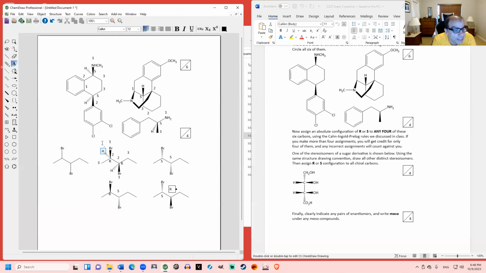And then it says, indicate clearly any pairs of enantiomers. These 2 are enantiomers. And these 2 are enantiomers. Any other pairing would be diastereomers. And there is no meso compound. So that's, I think, how to approach a problem like that and solve it the quickest way possible.